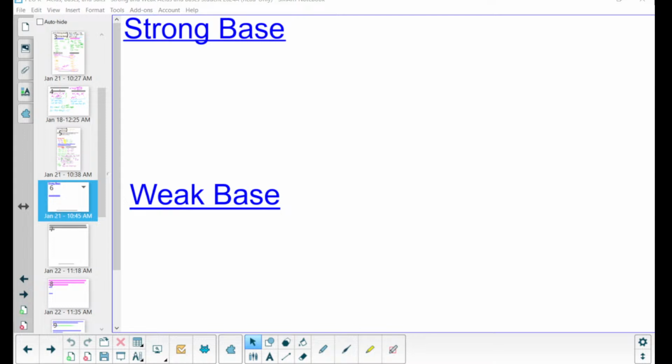And then once you have the strong bases down, NH2- goes to NH2. I tried to write on the board. NH2- is negative 1 charge and OH- is negative 1 charge.